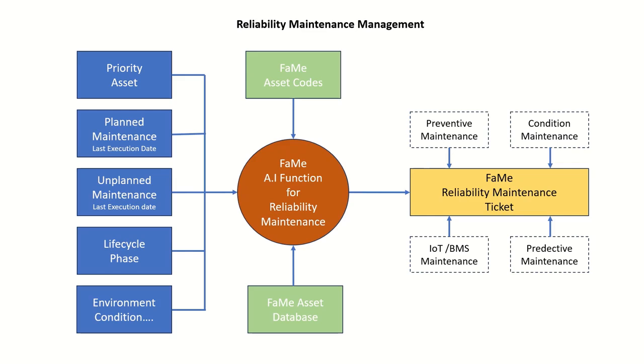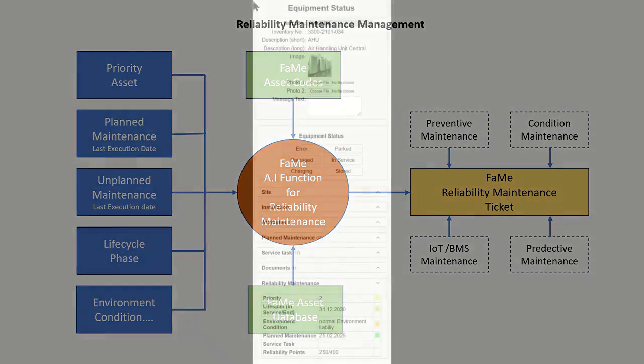A FaMe job calculates automatically by an interval, as an example, every night. The ranking for every particular asset. The system generates a maintenance ticket for the highest rating assets. The system justifies the ranking automatically. The ticket appears at the dashboard of the supervisor for further action.